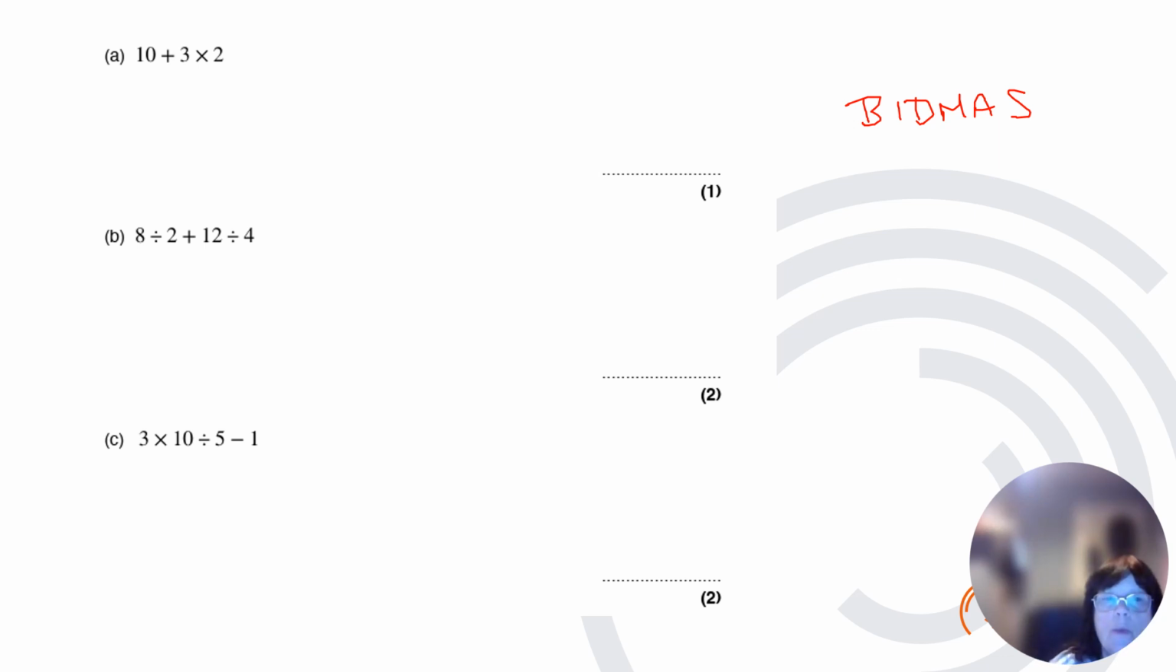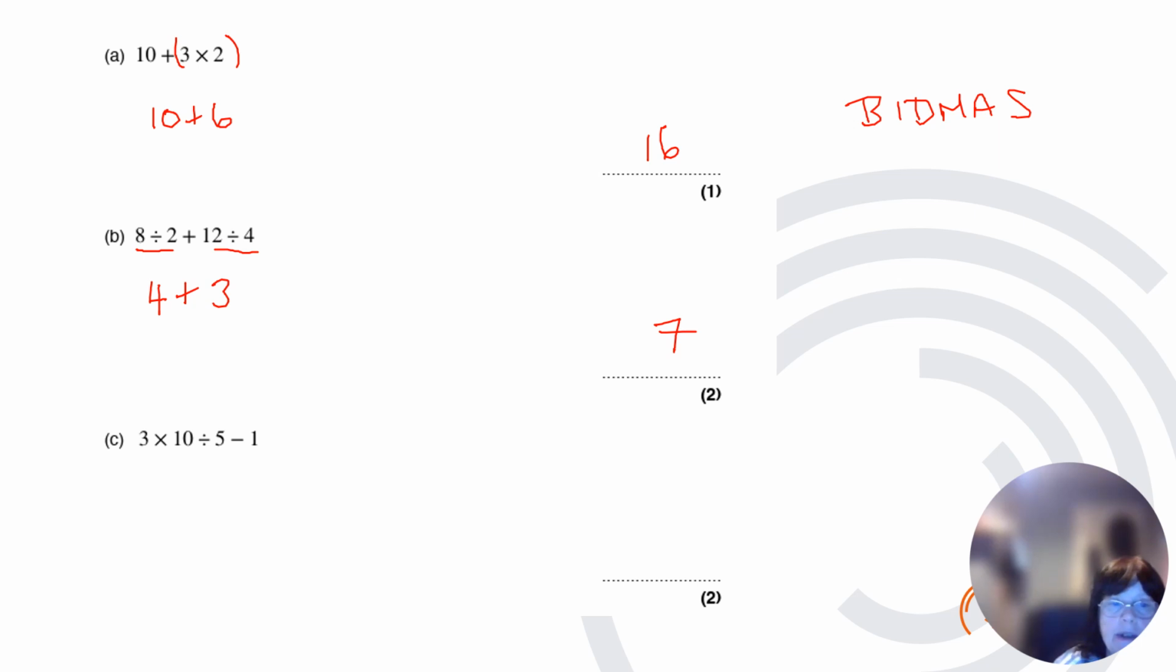So we start with no brackets, no indices, no division, but we have got multiplication. So we have to do that first. So we are left with 10 plus 6, okay, which is 16. Our next one, we've got no brackets, no indices, but we have got division here and division here. So we need to do both of those first. So 8 divided by 2 is 4, plus 12 divided by 4 is 3. So my answer is 7.